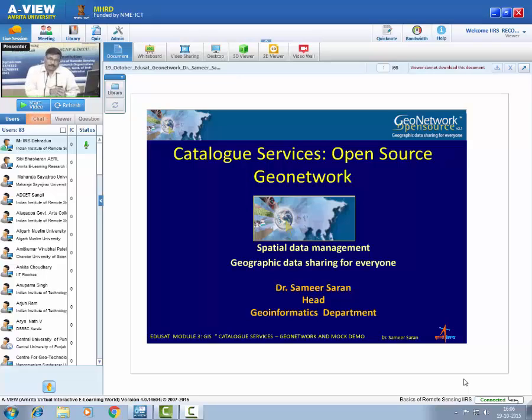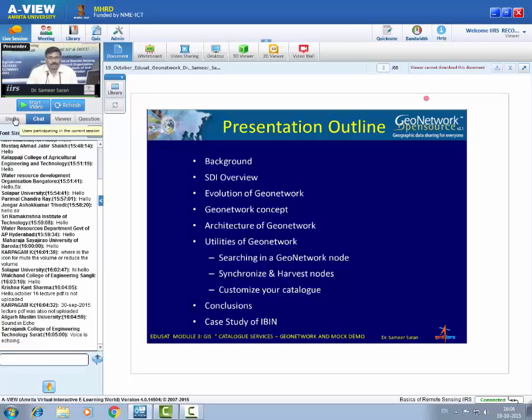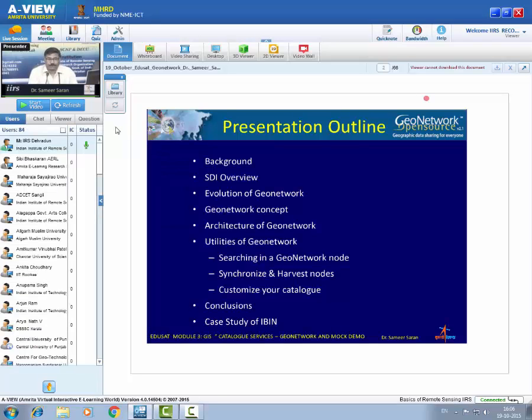And there is an open source software called Geonetwork, which is a platform that allows you to build these types of networks, and it can allow the interlinking of those services. So we'll be talking about these catalog services in this 1.5 hour session.